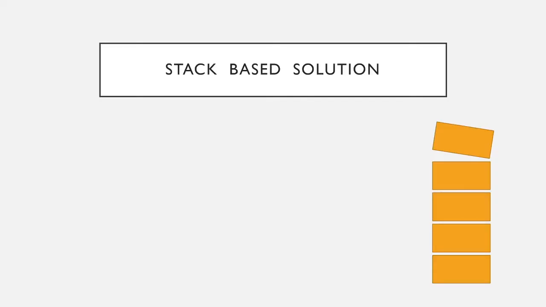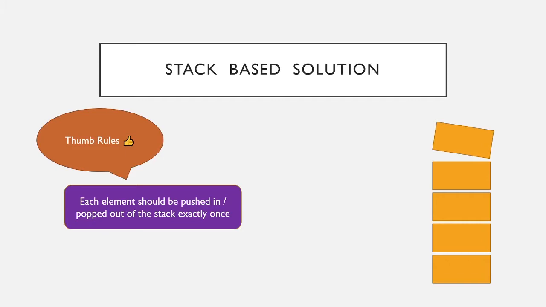And the way you can do this is that you're going to have to use a stack. Now, how are you going to do that? So let's have a few thumb rules first. The first thing is that each element should be pushed in or popped out of the stack exactly once. By that, what I mean is that if you have n elements in total, in this case in the histogram, you're going to have n bars. So each bar is going to be pushed into the stack exactly once and popped out of the stack exactly once.